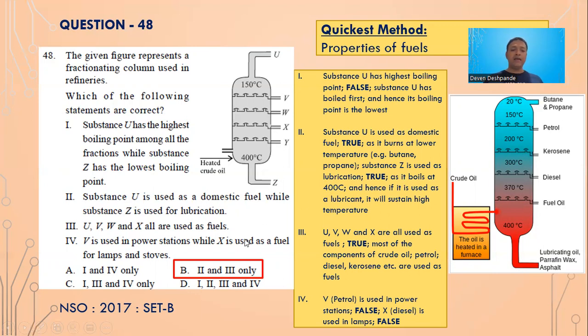But X is used for fuel for lamps and stoves. So what is X? X here is diesel. Diesel is used in lamps and stoves? No. What do we use in lamps and stoves? Use kerosene, not diesel, because diesel still requires 300 degrees to burn, but kerosene burns at 200 degrees. So we normally use kerosene for lamps and stoves.